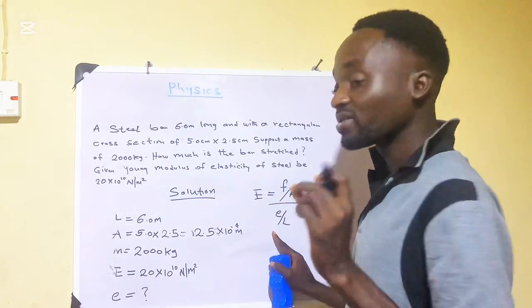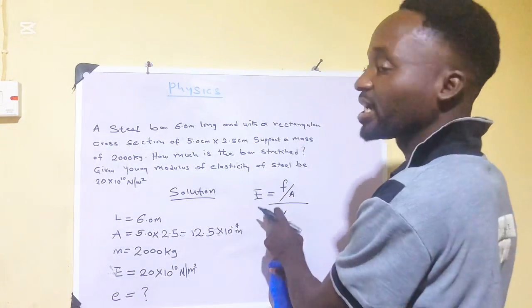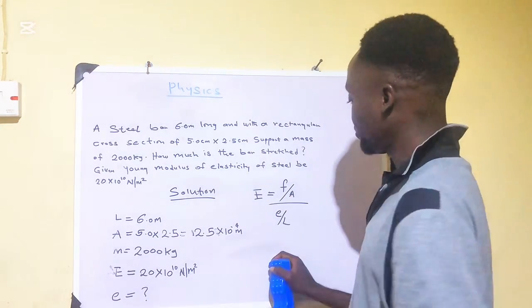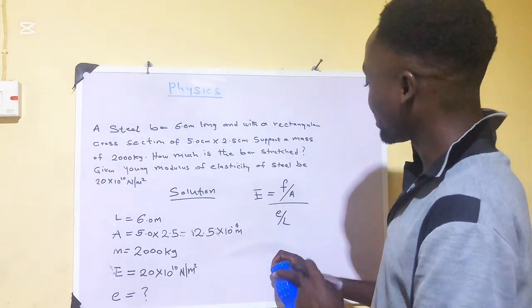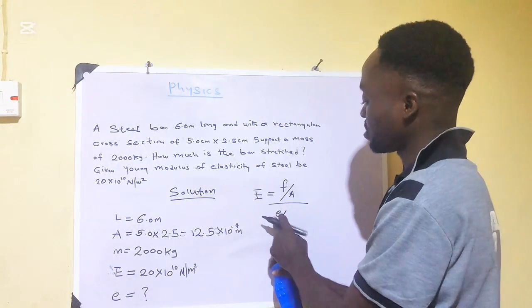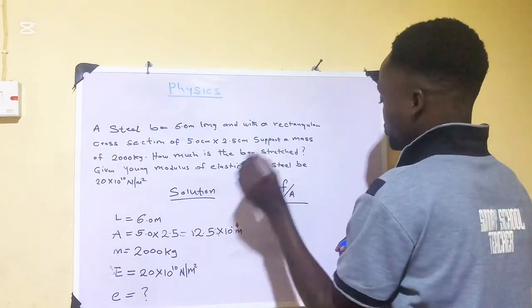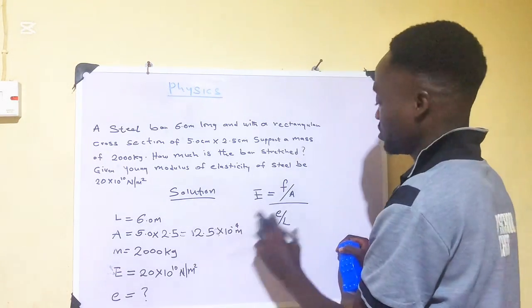We are going back to math. That's why maths and physics are always connected. You have to know your maths very well so that you can apply it when you are solving physics questions of this nature. From this question you can see that we are asked to find extension, so we have to make this the subject of the formula. Let me do a small explanation of how you can make this the subject of the formula.